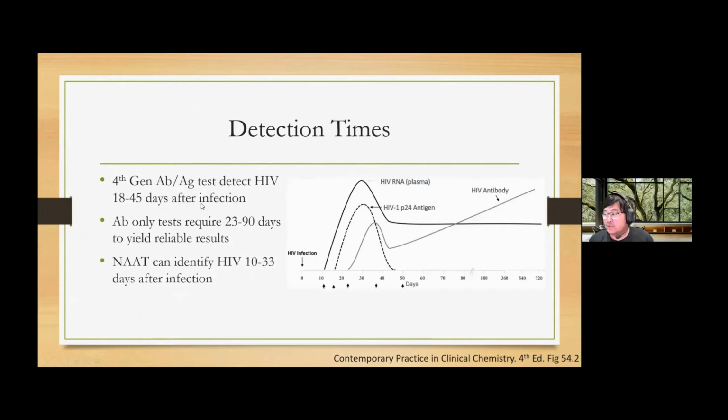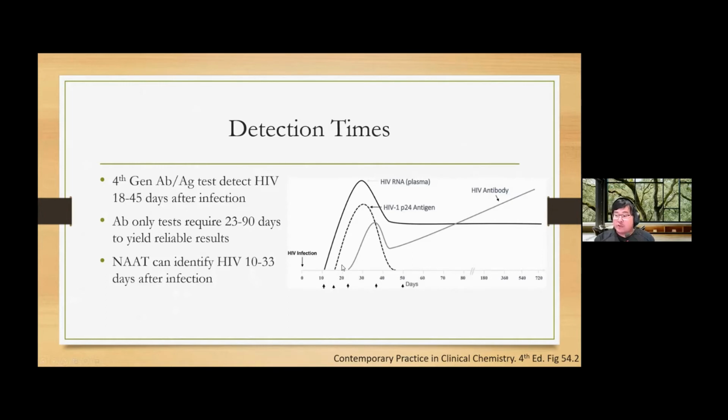Looking at the detection times, the 4th generation test detects HIV about 18 to 45 days after infection. Well, the antibody only test requires about 23 to 90 days to yield reliable results. And the nucleic acid test can identify HIV 10 to 33 days after an infection. So there's this window period right here where we might have a negative result and we think they're fine, but in reality, they haven't built any antibodies to HIV yet.